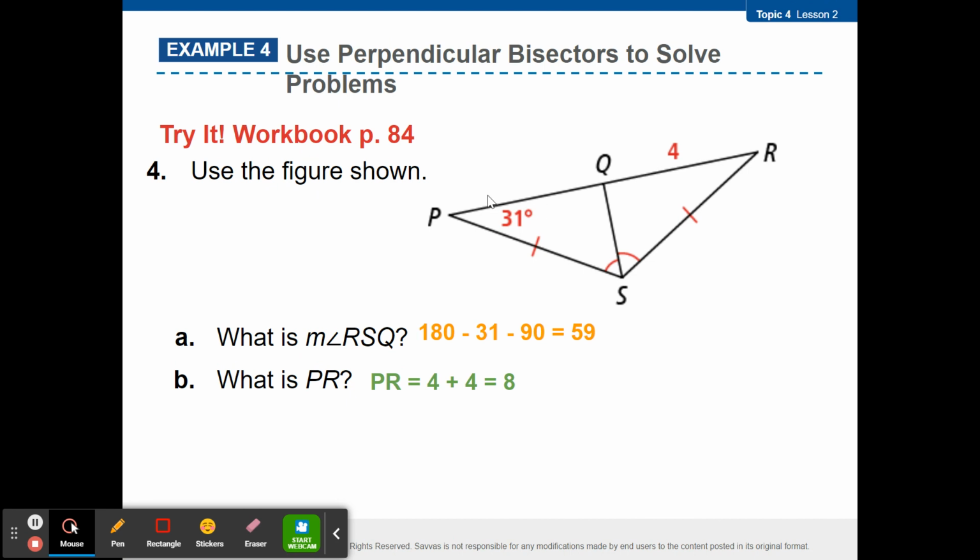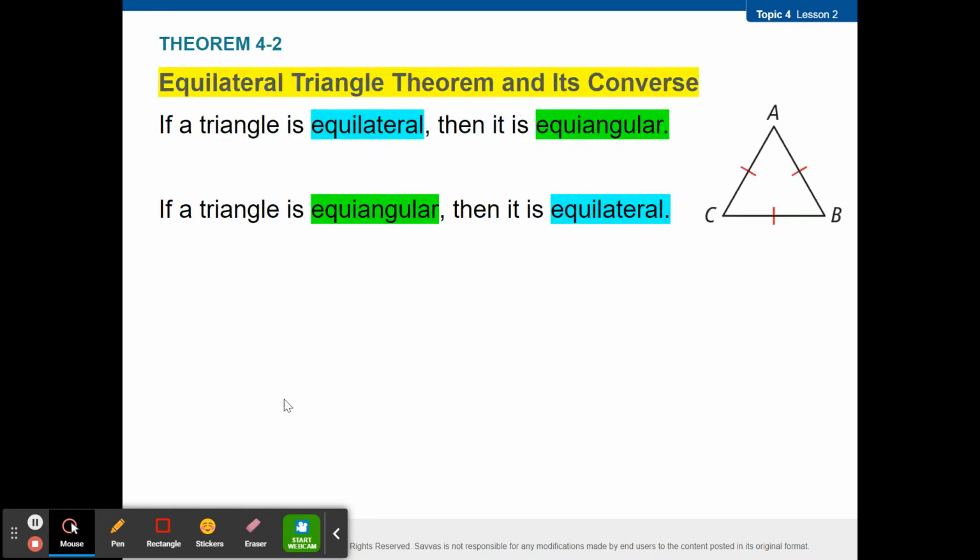All right, because if this is perpendicular, which it should be, these end up being congruent, so you get the entire length by adding 4 twice. Questions on that? Yes, you have questions? All right. Let's go back.